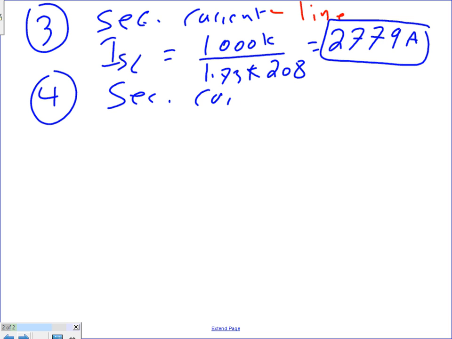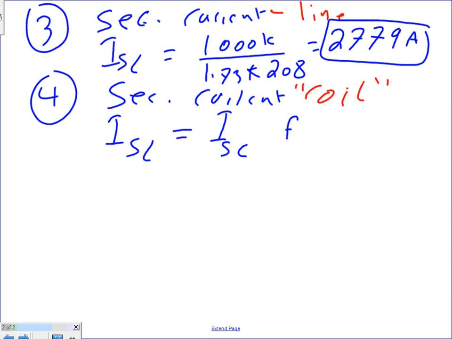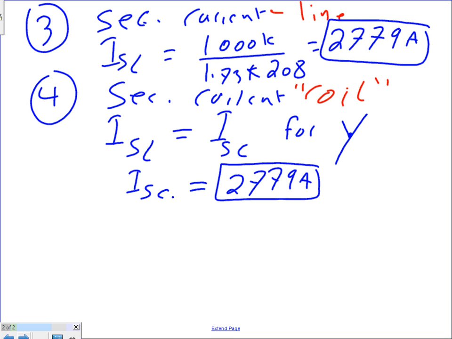Secondary current, but this time coil. Now, you guys learned with my friend Mr. Ryman that I secondary line equals I secondary coil for a Y system, right? So in this case, what do you think the I secondary coil would be? 2779 amps. Why? Because it's a Y. It's a star or Y, right?